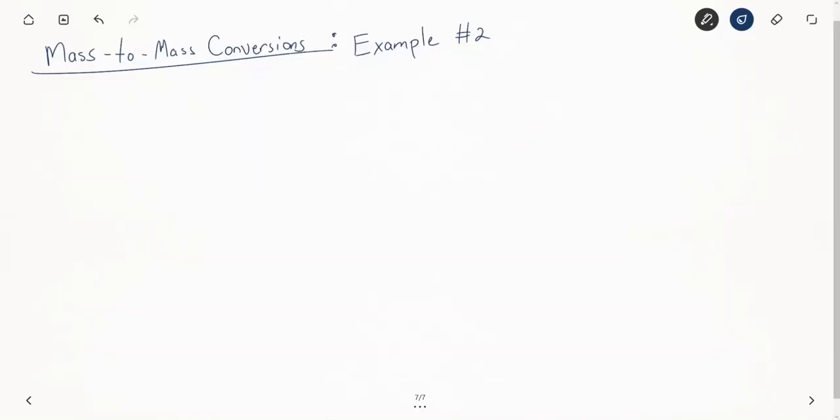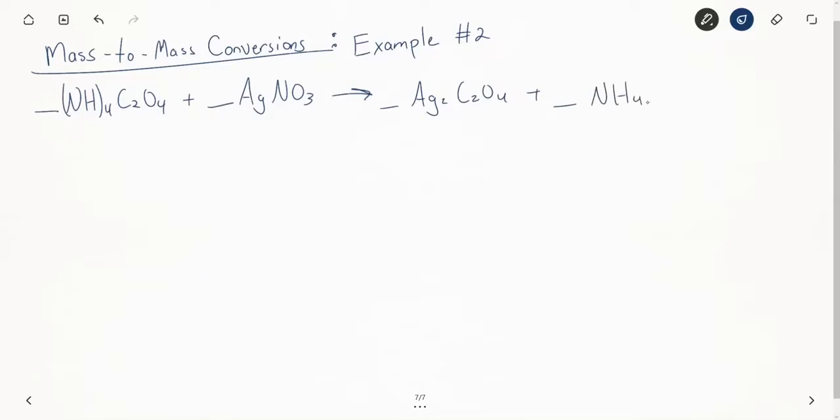The first thing that we're going to need here is a balanced chemical reaction. So let's pick one. We're going to do something like the reaction here: ammonium oxalate will react with silver nitrate to produce these two products. It will produce silver oxalate, and we're also going to have ammonium nitrate.